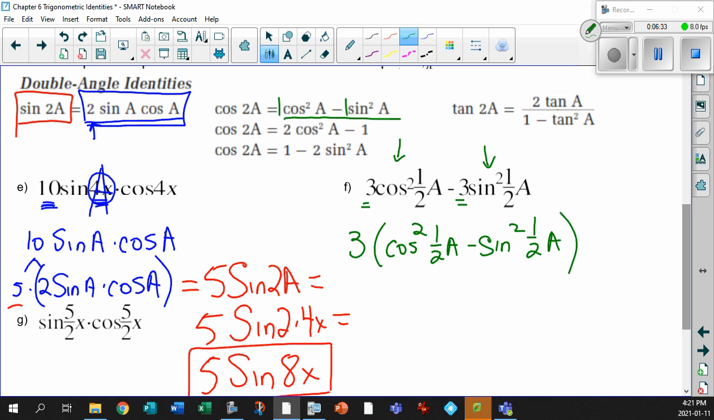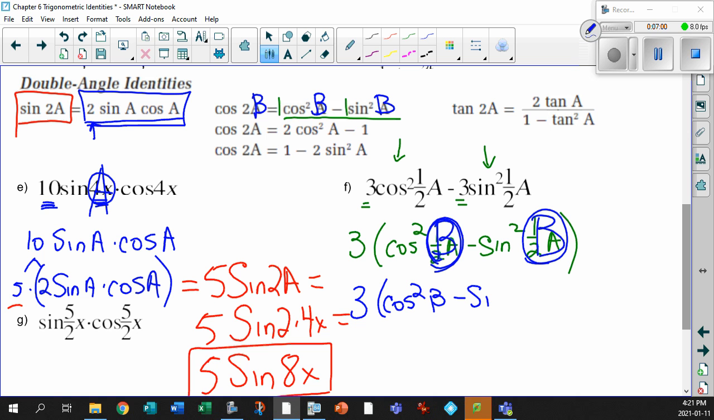Everything's beautiful, right? Yeah, so far. The only problem is, my goodness, I've got a half here and a half here. Well, I'm going to call this B, B, and B, because A is already taken in the question. So I now have 3 times cos squared B minus sine squared B, making it nice and simple. Look at that. Beautiful.